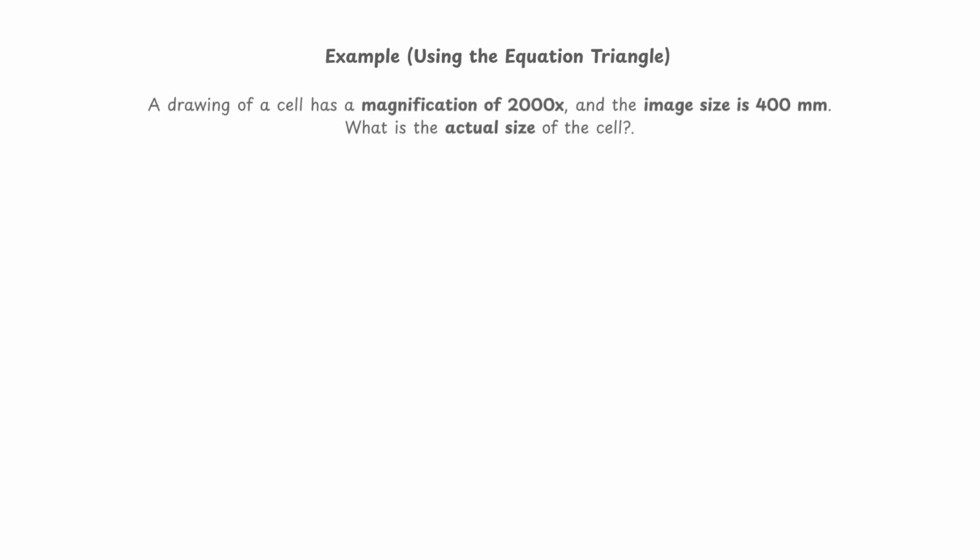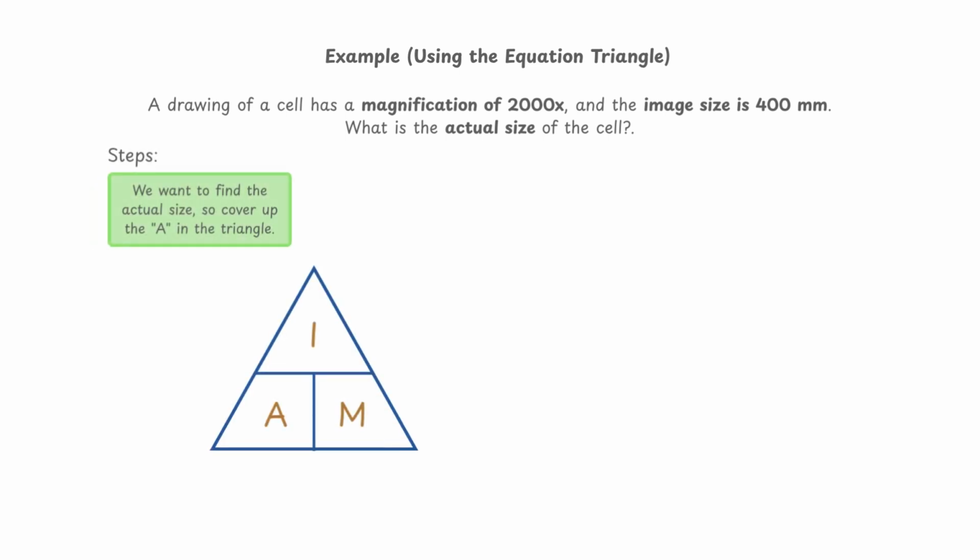Today, we're going to explore an example using the equation triangle. So the question is, a drawing of a cell has a magnification of 2,000 times, and the image size is 400 millimeters. What is the actual size of the cell? Let's follow the steps together to answer the problem.